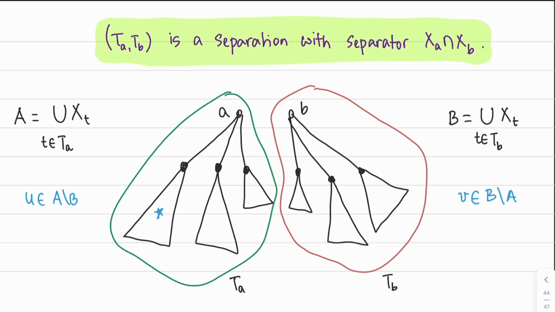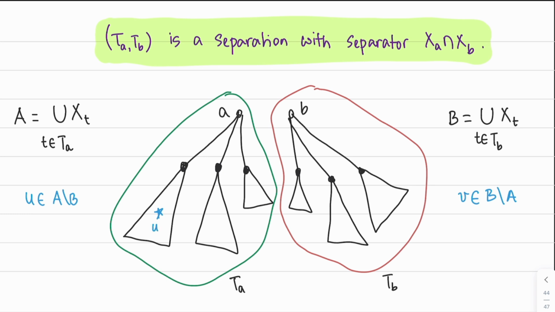So we're basically saying there is some vertex in the union of all the bags in the subtree TA, but not in the intersection, because we are looking at A minus B. So the intersection of A and B is gone. So it's not common to A and B. And there is some vertex in B minus A, likewise exclusive to B, not in the common intersection. And there is an edge between them.